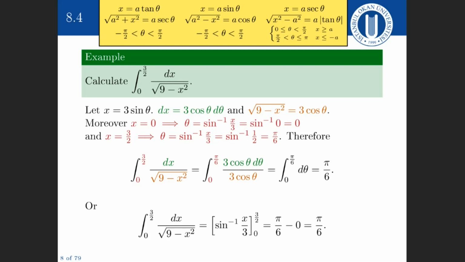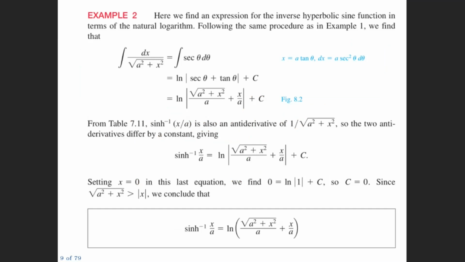There's another way to calculate this. If you remember that the derivative of inverse sine of x over 3 is the same as 1 over the square root of 9 minus x squared, then you could do it directly like this. Let's look at an example from the book.